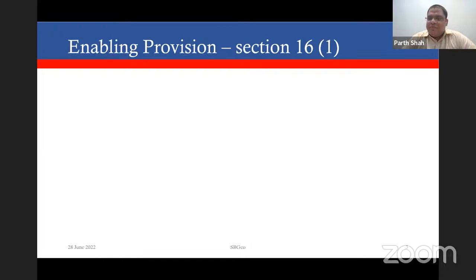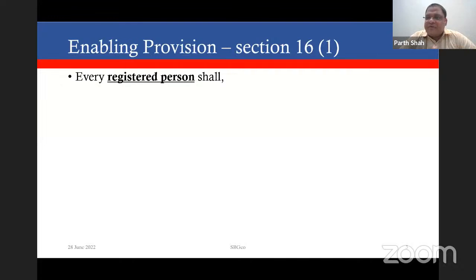So we begin first of all with the enabling provision. What entitles a taxpayer to claim input tax credit under GST? Those enabling provisions are contained in section 16, subsection 1 of the CGST Act 2017. We have similar provisions under the State GST Act also, and the CGST provisions are made applicable to the provisions of IGST. So first of all, section 16.1 says that every registered person.